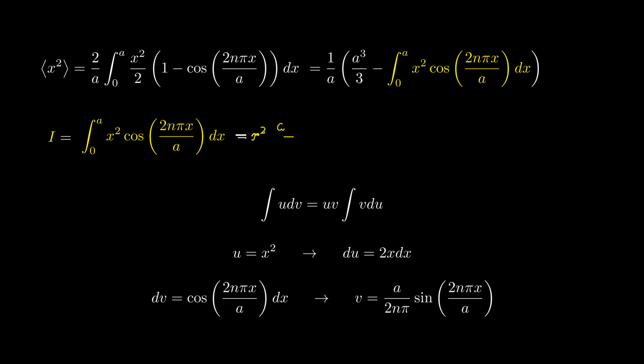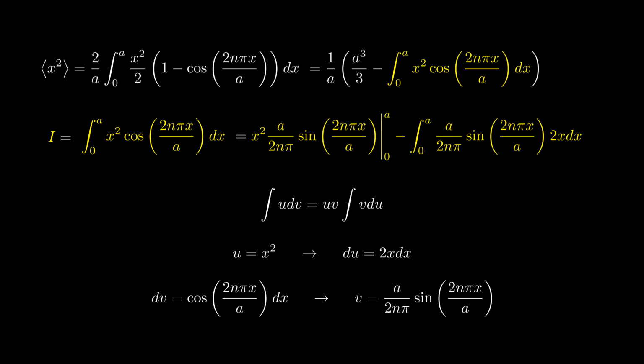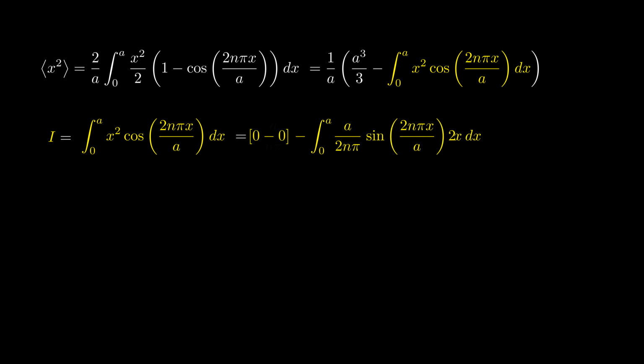Next, we apply the integration by parts formula. The first term is the boundary term. At x equals 0, this term vanishes because x squared equals 0. At x equals a, the sine term equals 0, so this term also vanishes. Thus, the boundary term contributes 0. We're left with the second term.